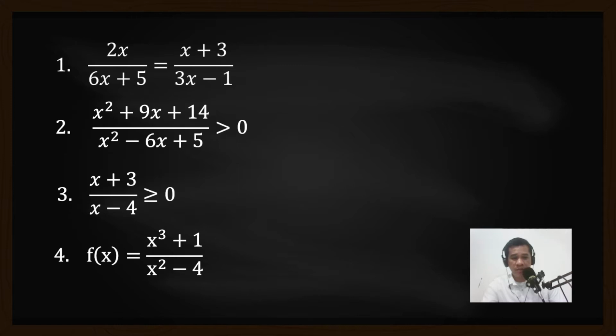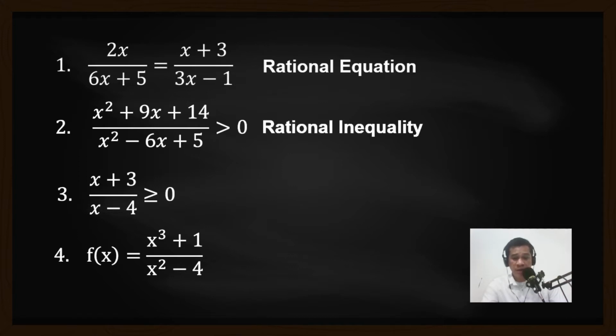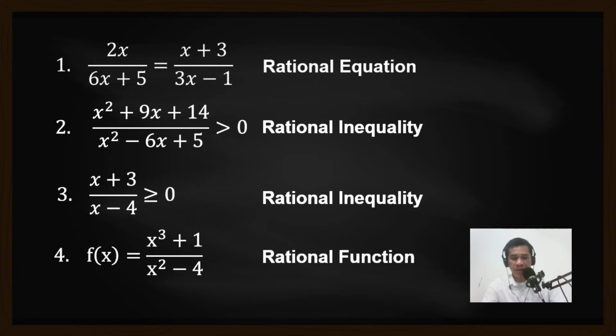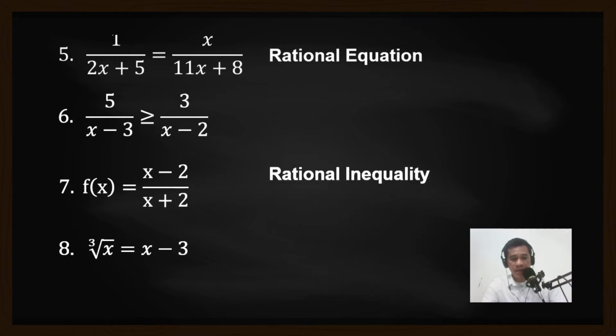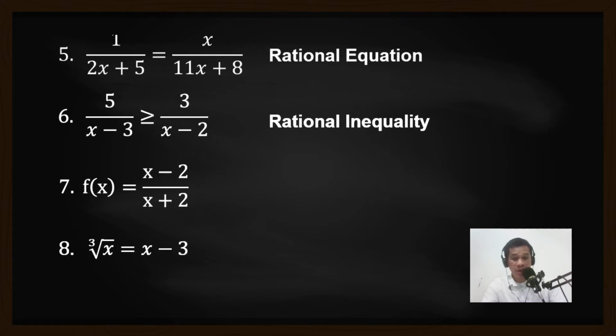Let's have number 1. For number 1, it is a rational equation. That is correct. Next, number 2, that is rational inequality. Number 3, of course, that is rational inequality. Number 4, we have rational function because of the presence of the function notation and the rational expression. Next, number 5, we have rational equation. And then number 6, yes, that is rational inequality. Number 7, we have rational function.